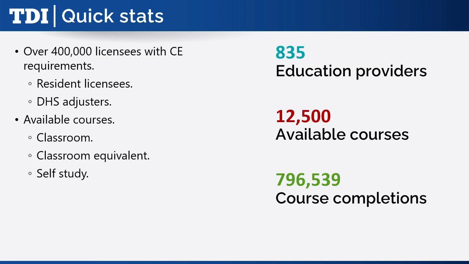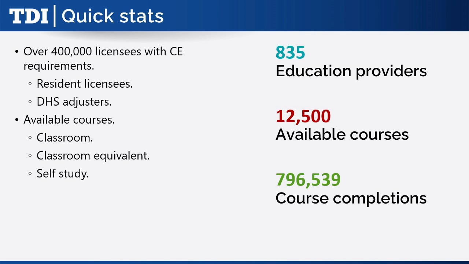We regulate 835 education providers who collectively offer over 12,500 courses. So we have a lot of people completing a lot of CE. In fact, TDI recorded almost 800,000 course completions by individuals last year alone.